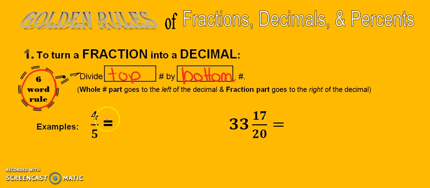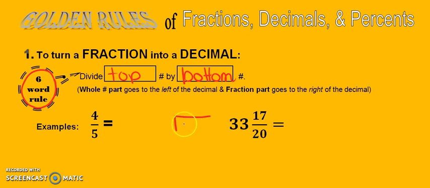Now, when it's time to do that, a lot of people are unsure which number to put inside the house and which number to put outside the house. So I like to think about a horse and a rider. The horse would be on bottom, and the person riding the horse would be on top. So in this case, the 4 is the person. When it's time to go in the house, who's going to go in the house? The rider or the horse? Of course it's the rider.